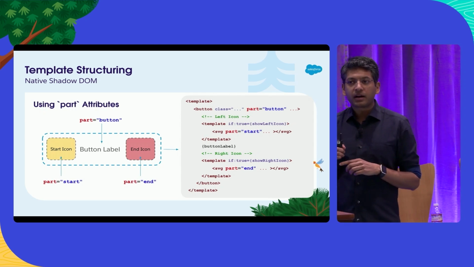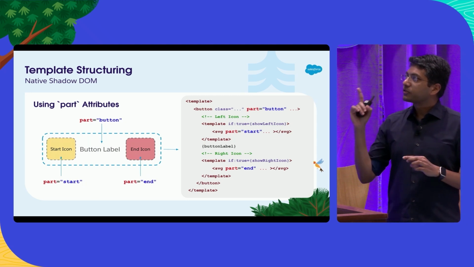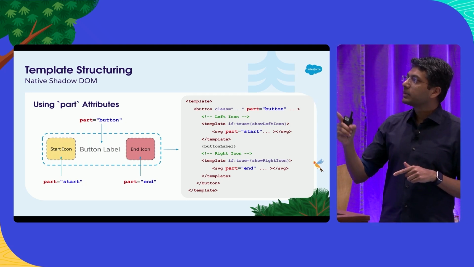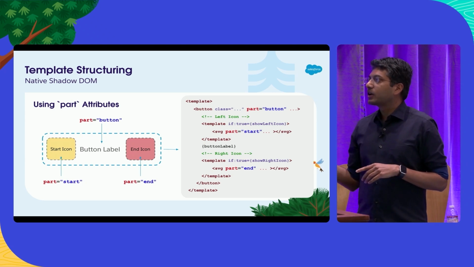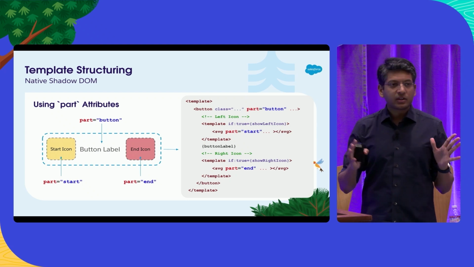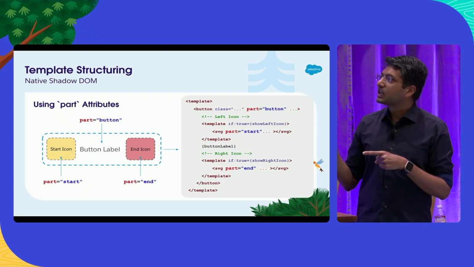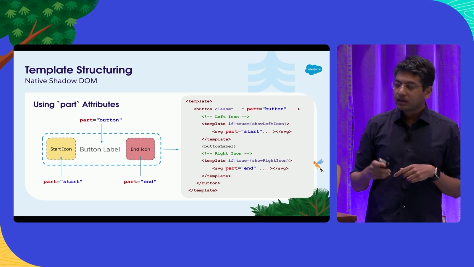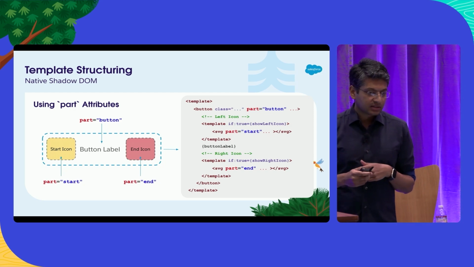We set the part attributes on those elements. So for the outer container, we set part equals button on the button element, and then we set part equals start and part equals end for the 2 icons. Now that we've set these attributes, CSS can now select and style these elements from outside. And we'll see shortly how that's done right at the end of our next topic, which is state reflection.